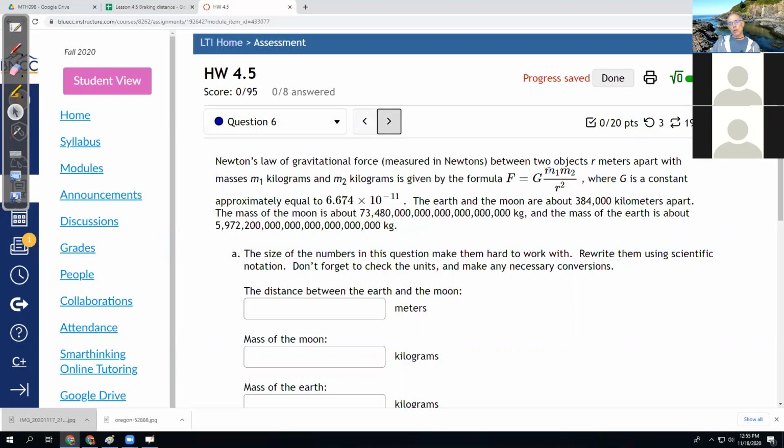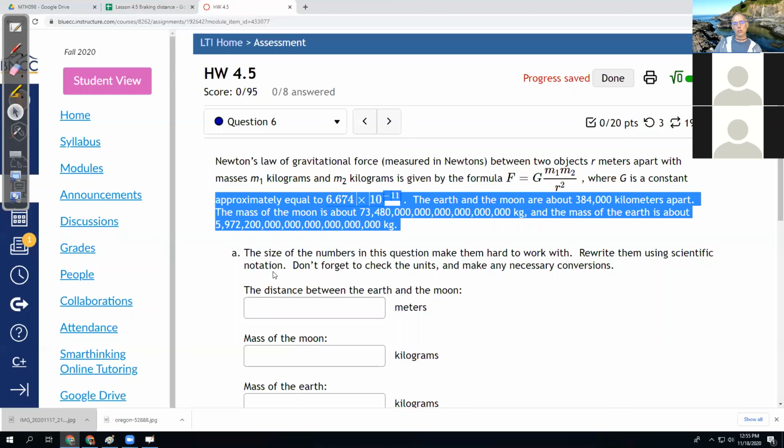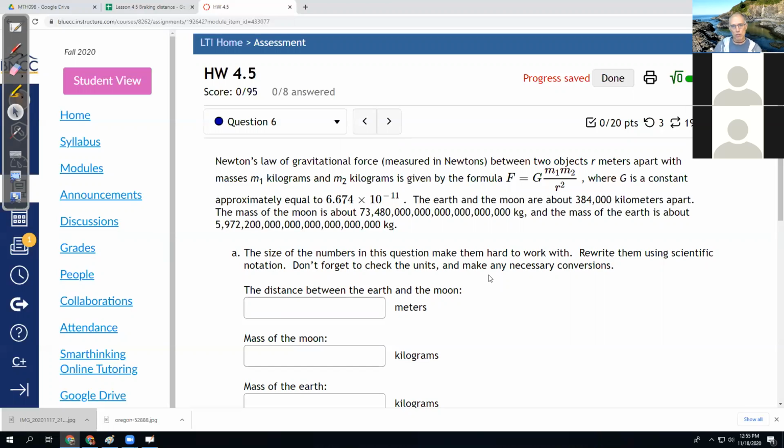We also need to know the mass of each body that we're talking about. So how much material is in the Earth, how much material is in the moon. Mass is different than weight, but it's related. And then R is the distance between the two objects. So we're just given a whole bunch of information to fill in that formula. I'm just going to go over how to fill in that formula.